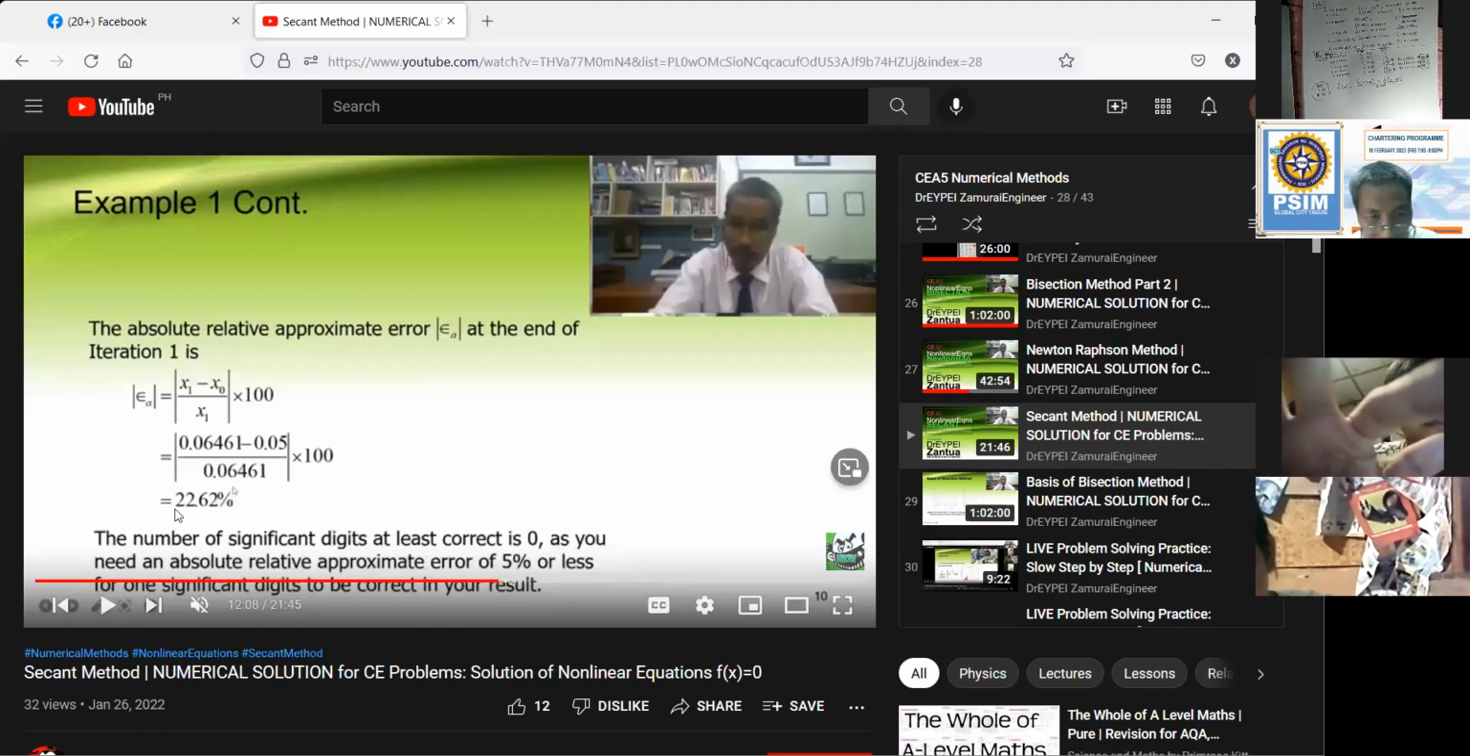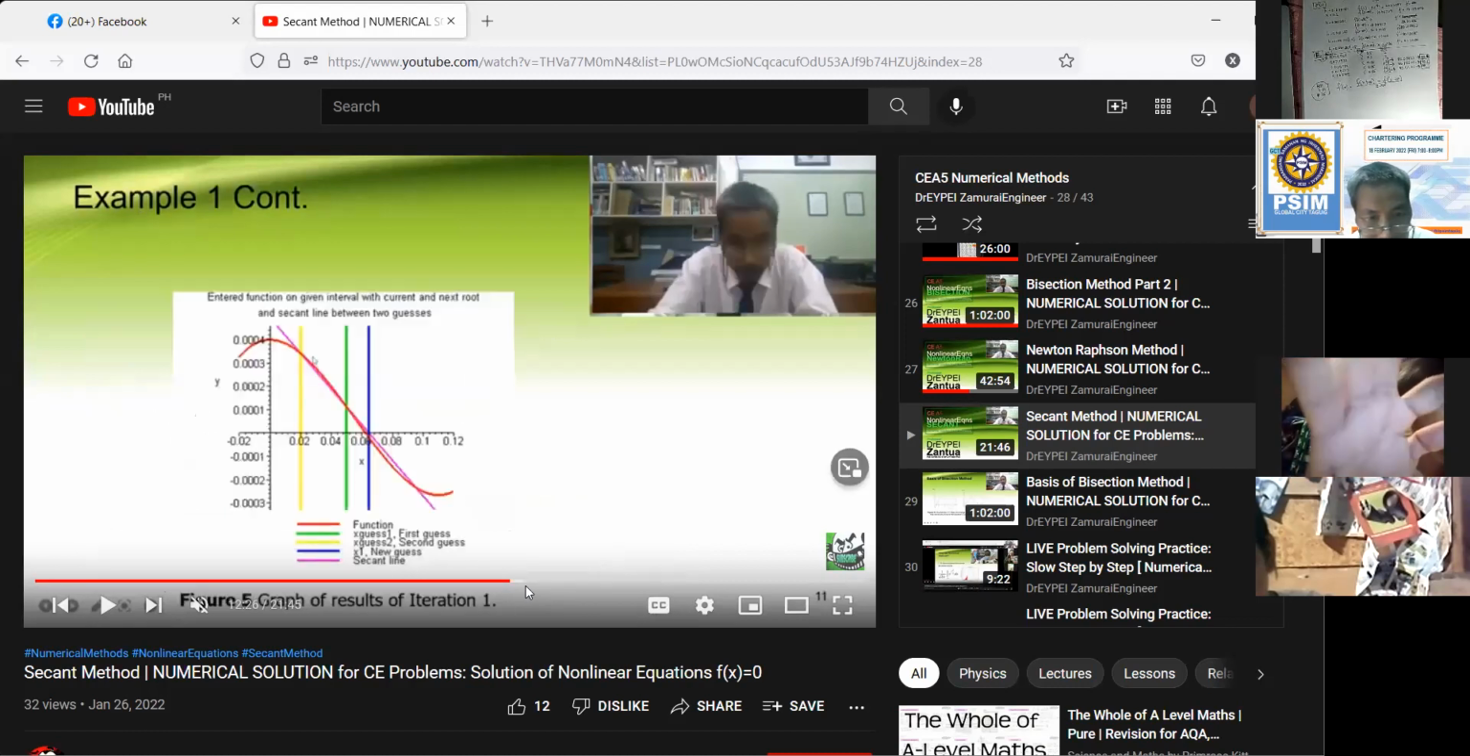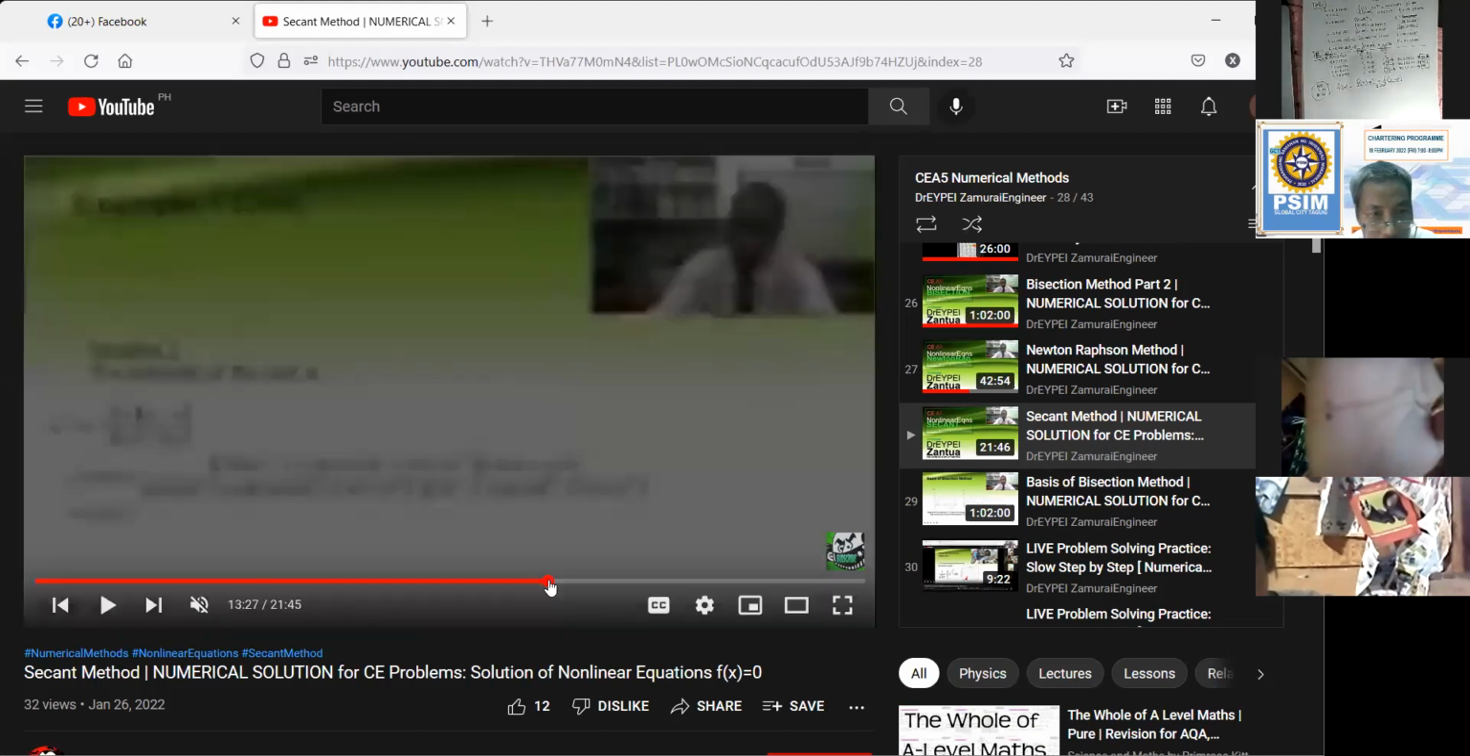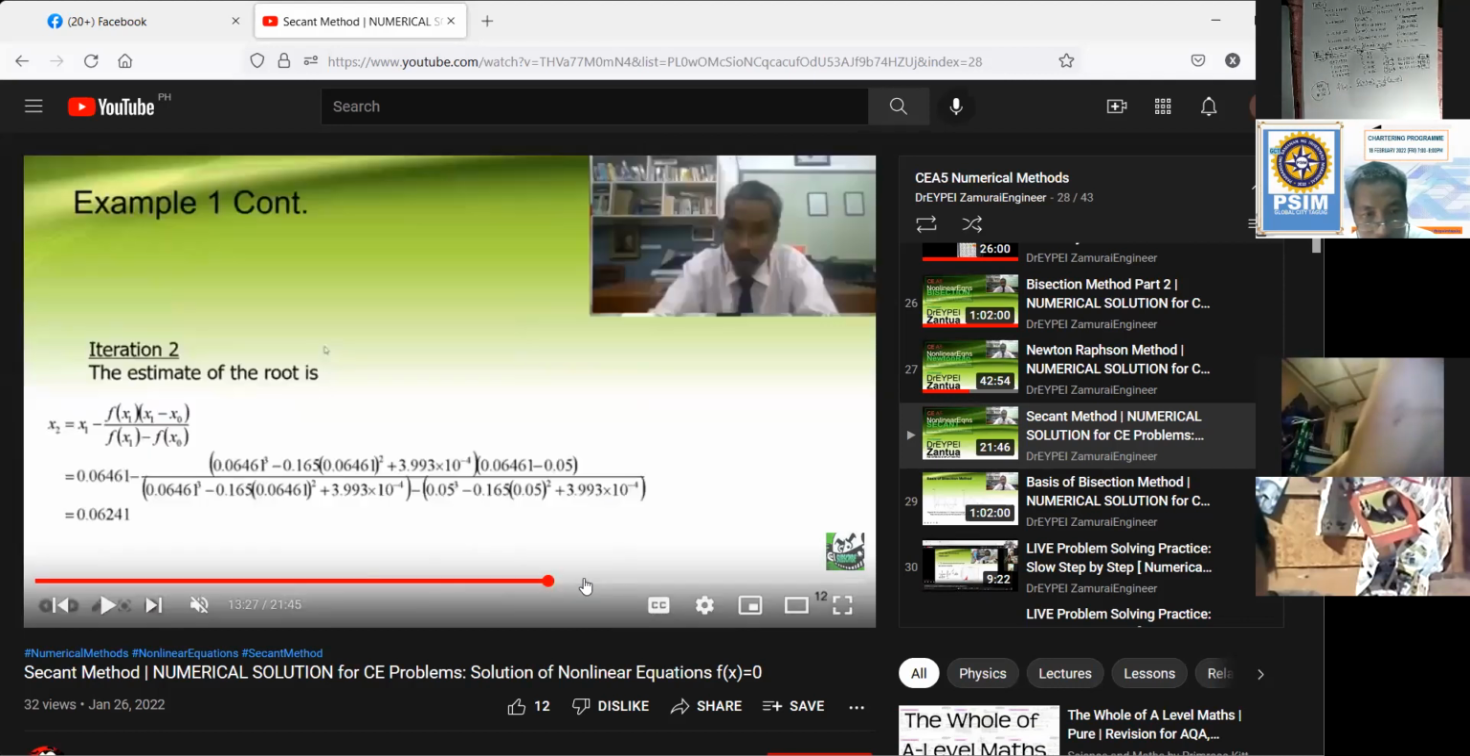A little bit farther because the error here is 22.6. This is more like it. This is near to the actual answer, 0.0624. Our answer from the calculator is 0.0624. Okay, so the same answer.